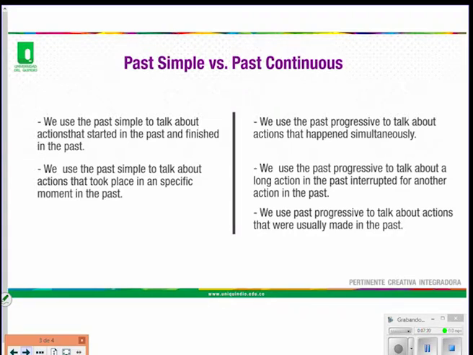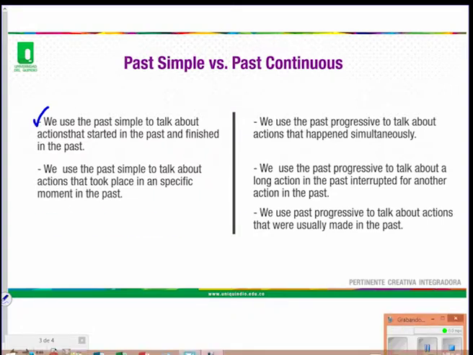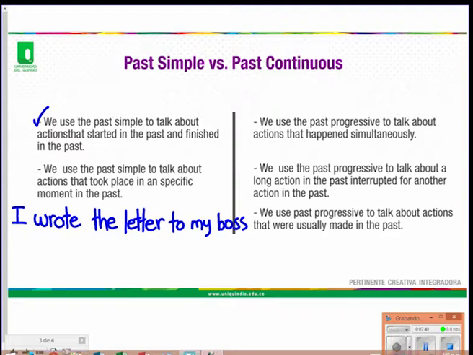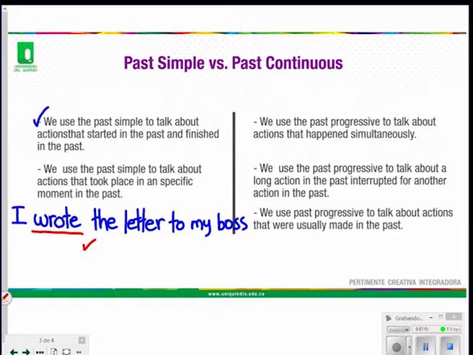Past simple versus past continuous uses. We use the past simple to talk about actions that started in the past and finished in the past. For example, I wrote the letter to my boss. I'm not writing anymore because I have already finished writing the letter to my boss.